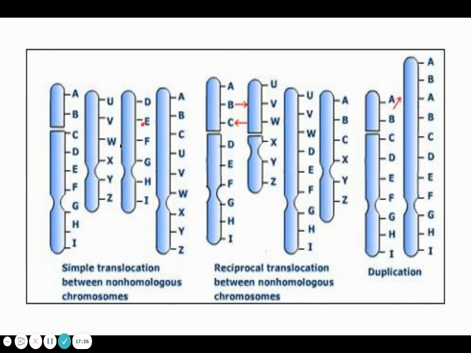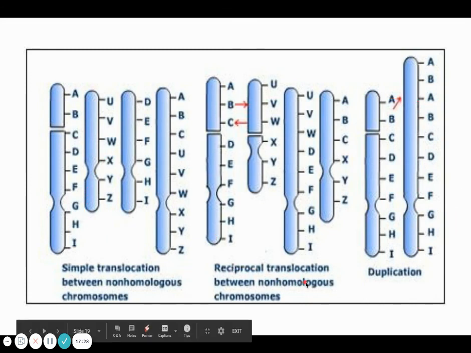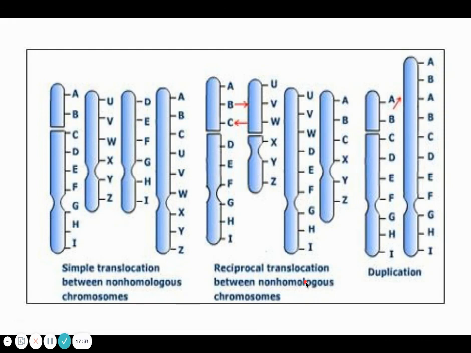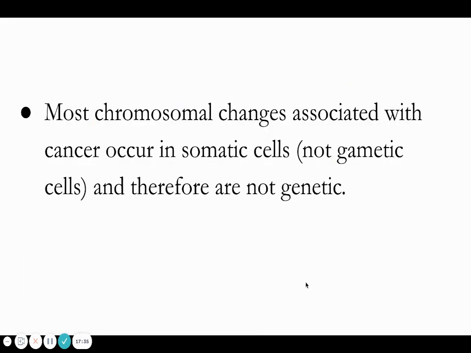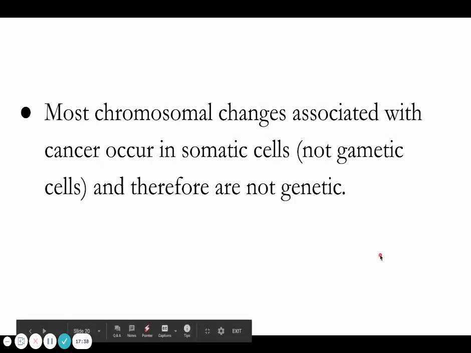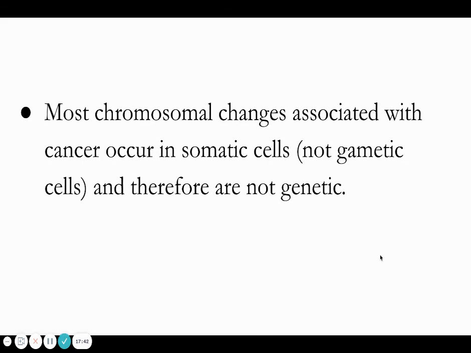And again, here, this is showing you all of this. Reciprocal translocation just means it's the same amount of information between non-homologous chromosomes. So most chromosomal changes that happen when we think about cancer are in somatic cells. So if you have a cancer in the somatic cells, you're not going to pass it off to your offspring, because it's in your somatic cells, not in your gametes, your egg and sperm.